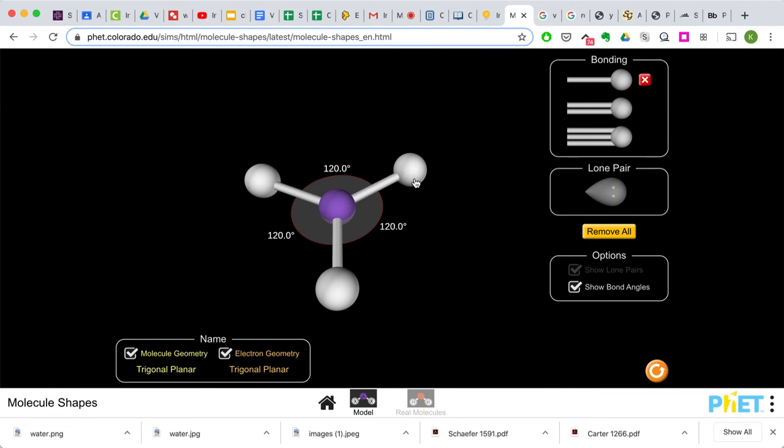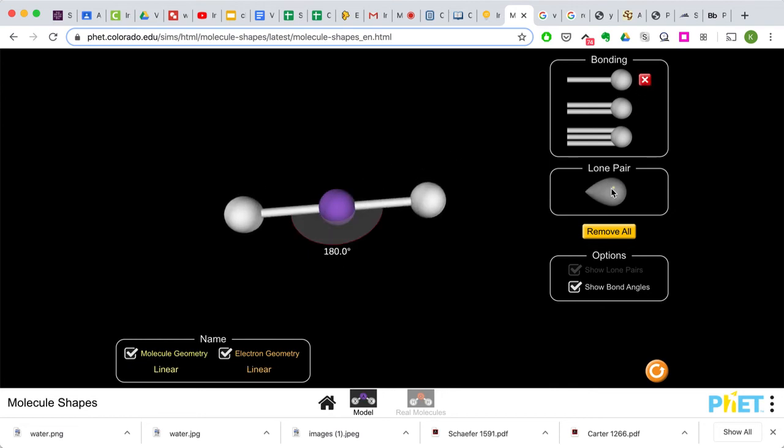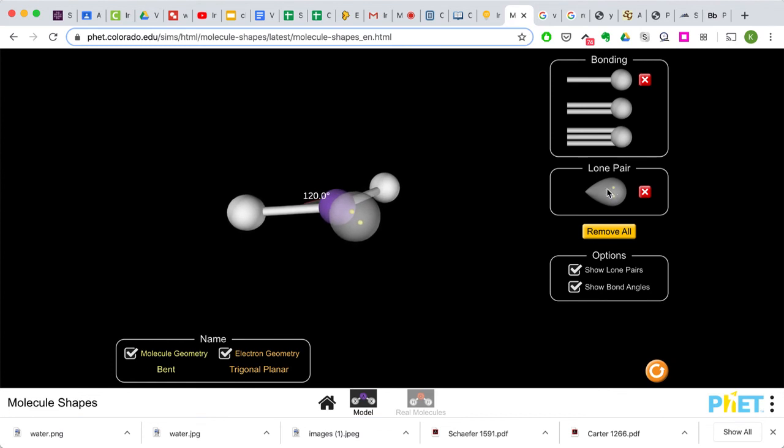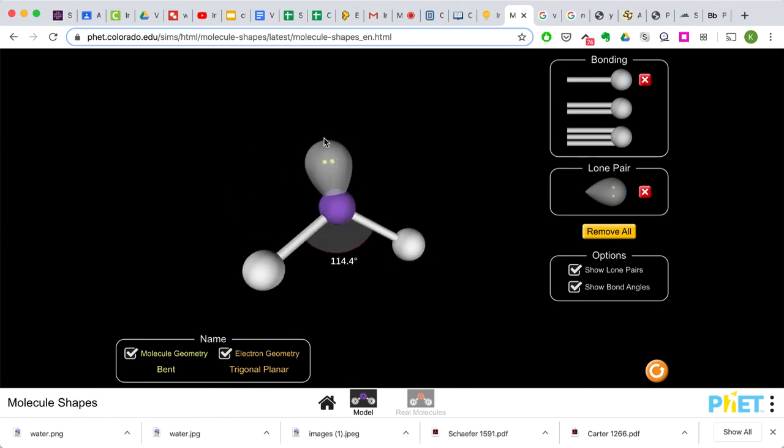Now, what if I take one of these away and I insert a lone pair? Again, make sure this box is shown so that you can see what's happening. Now, they don't show us here an angle between the non-bonded or lone pairs. Right now, I want you to just write 120.